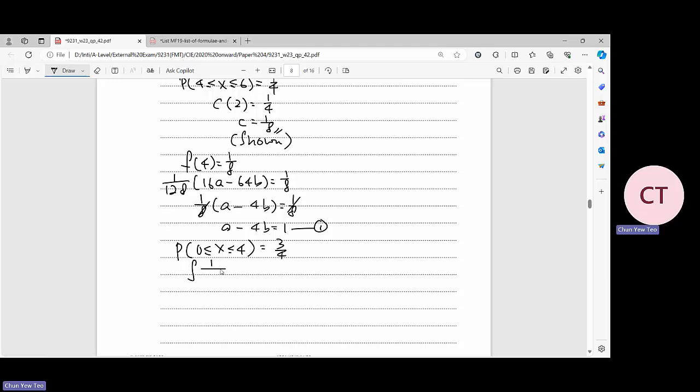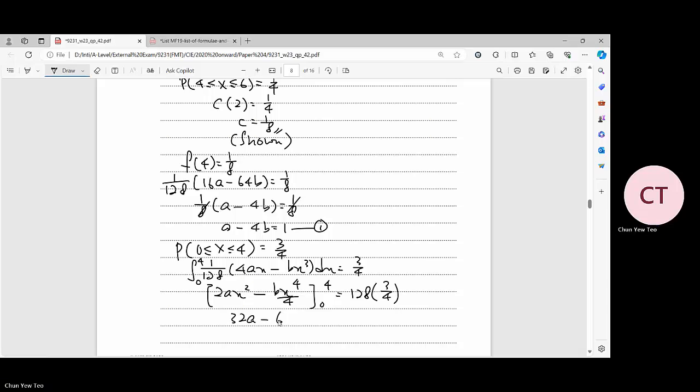That means you can integrate 1 over 128 of (4ax minus bx cubed) dx, which will give you 3 over 4. Integrating this gives 2ax squared minus bx to the power 4 over 4, from 0 to 4. Bring the 1 over 128 to the right hand side, so 128 multiplied by 3 over 4. So you will get 32A minus 64B minus 0 is equal to 96. Divide everything by 32. That is your second equation.